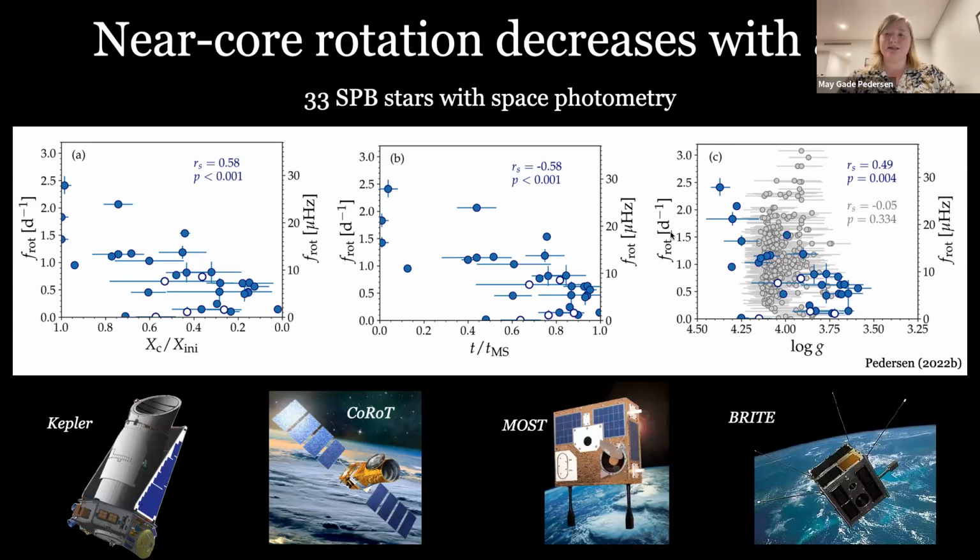Each one of these subplots is essentially the same figure. The only difference is the choice of the age indicator that has been used. In the left-hand panel, we have the core hydrogen mass fraction with respect to the initial hydrogen mass fraction. In the central panel, we have the age of the star divided by the main sequence lifetime. And finally, on the right-hand panel, you have the surface gravity as a measure of the age of the star. Generally what is seen, independent of which age indicator is used, is that there is a decrease in the rotation rates of the stars as the stars become older.